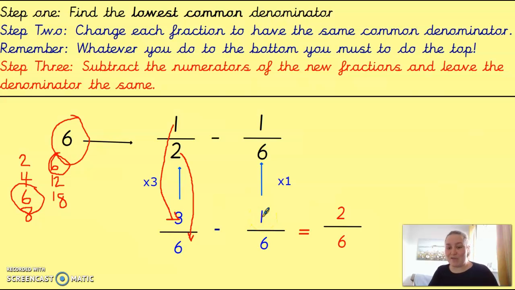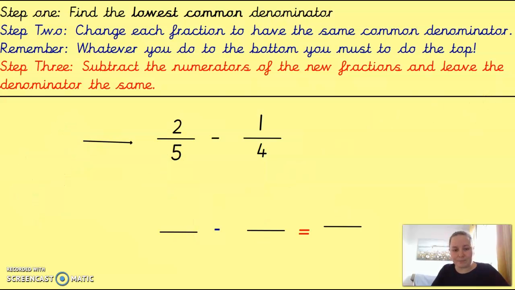If you did the adding yesterday, remember today's are going to be taking away, so don't add them because you will get the wrong answers. Let's have a look at another one then. So pause me, follow the steps and have a go at this one by yourself. First thing to do, find the common denominator. What number is in both the 5 and the 4 times table? Pause me and come back for the explanation.